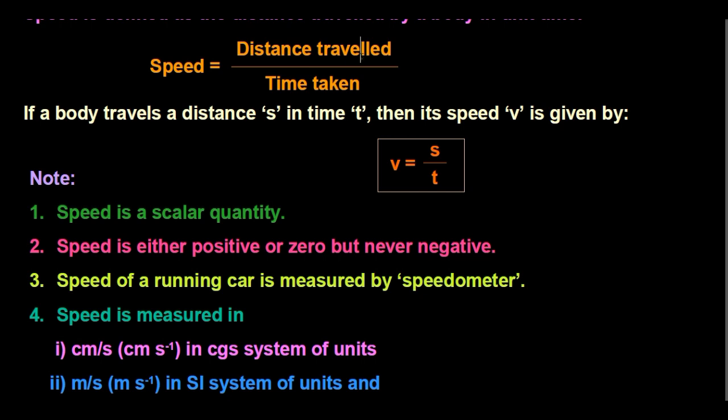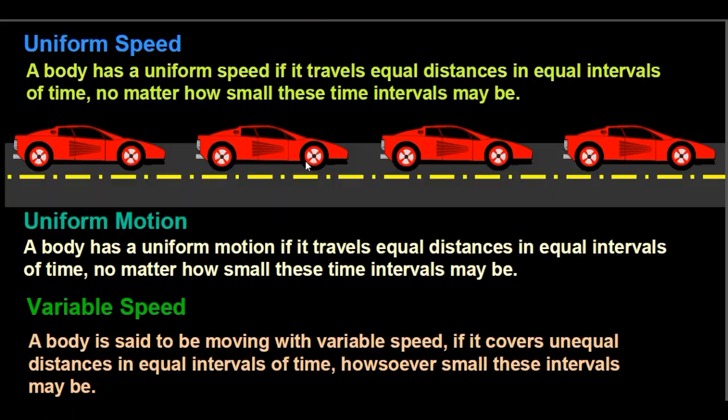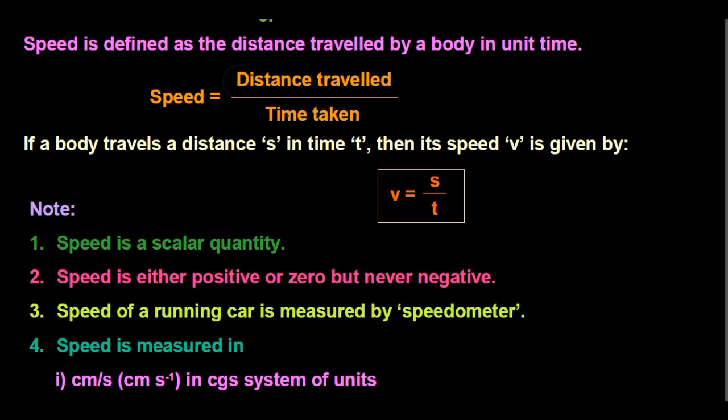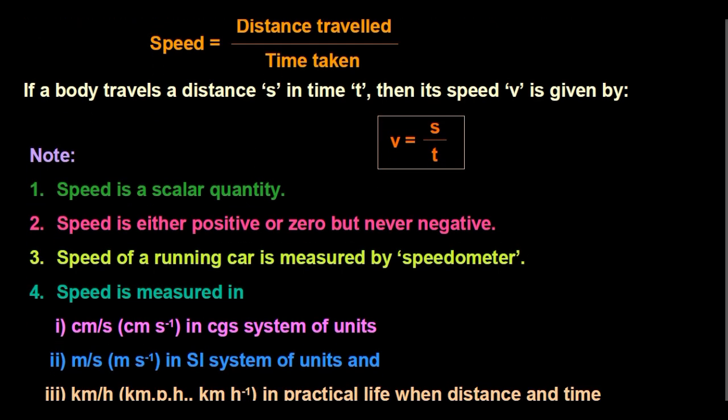Now, coming back to some points of speed. Speed is a scalar quantity, which means it will have no direction, because it contains scalar quantities, and distance is also a scalar quantity. Speed is either positive or zero, but it will never be negative, as we know that scalar quantities can never be negative. Now, the speed of a running car is measured by a speedometer.